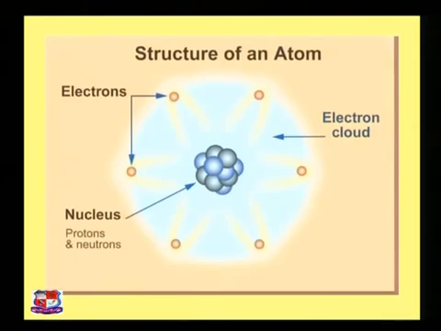Now this is the structure of an atom. You can see the core part of the material, here is one example of the atom. The core part contains the protons and the neutrons, and surrounding that atom there are the electrons. Electrons orbitally revolve around it.